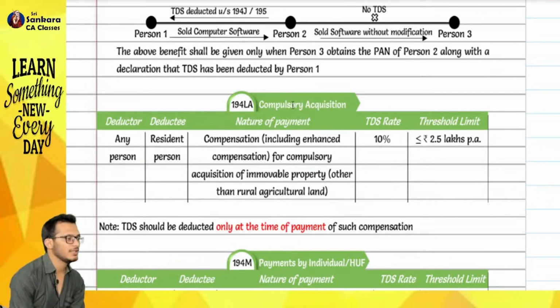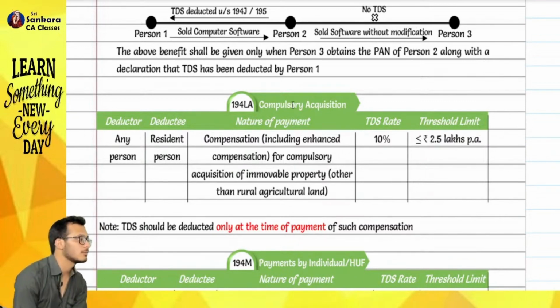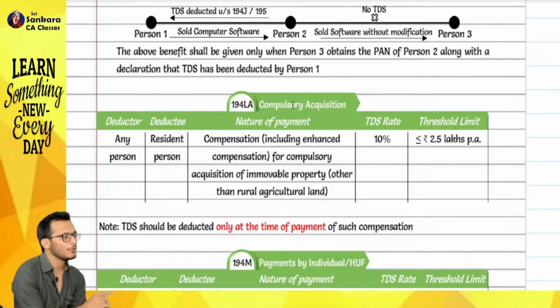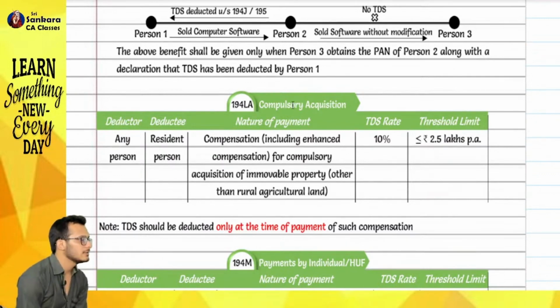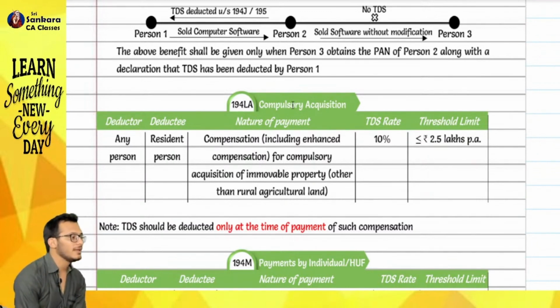You are an individual and an HUF crossing the threshold or not crossing the threshold? Not crossing the threshold. You can cross the threshold in some scenarios, where you have made personal payments. 194M comes into picture in two scenarios. Scenario number 1 is where the individual or HUF does not cross the threshold limits. Scenario number 2 is when he is making personal payments in C and J. In that case, 194M will apply.